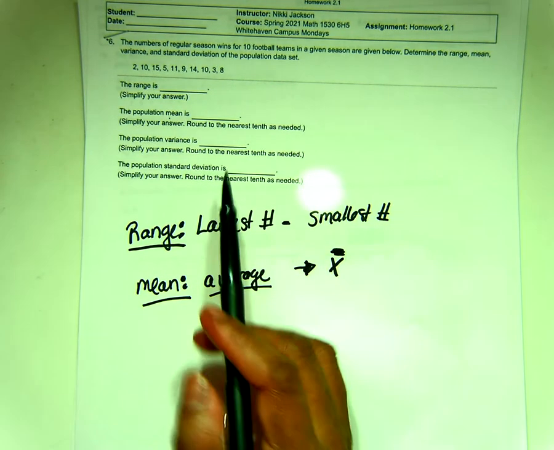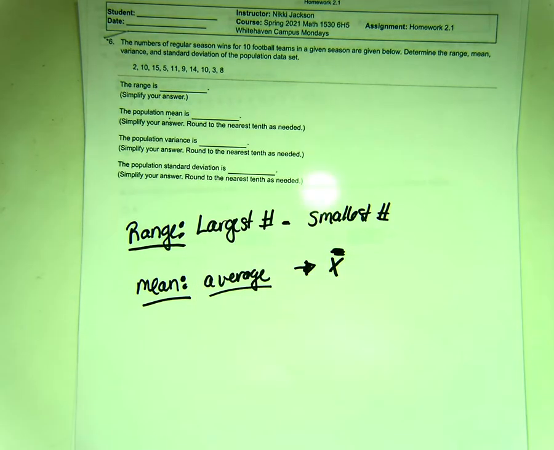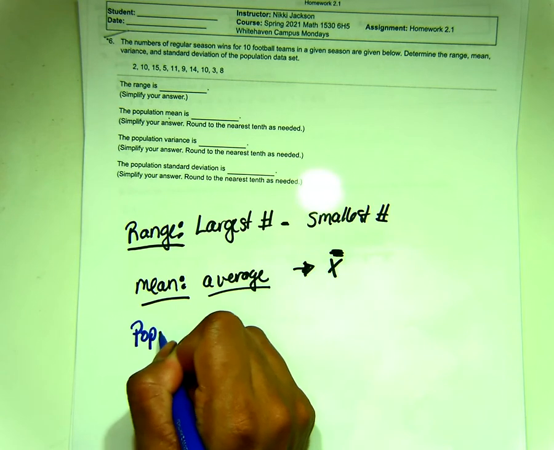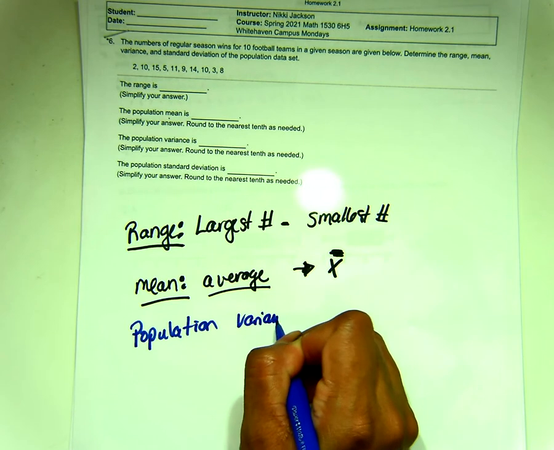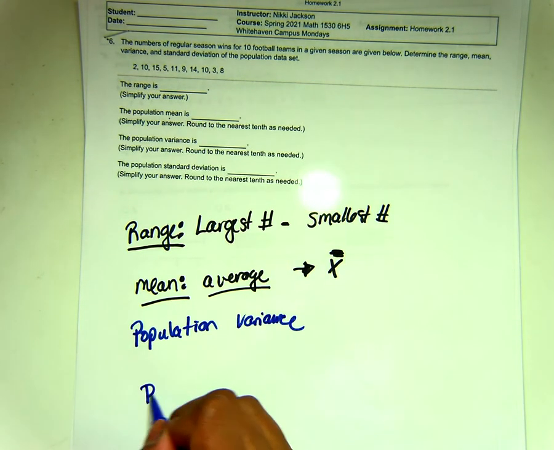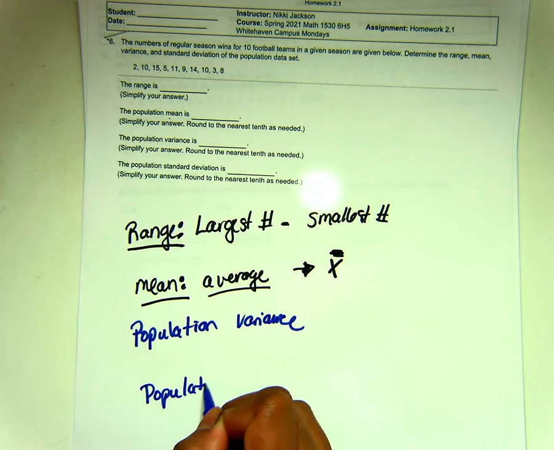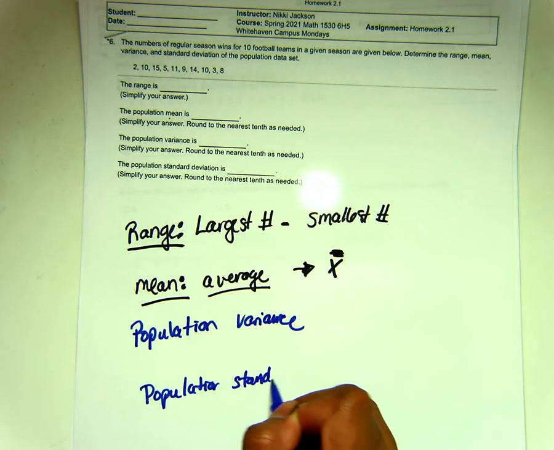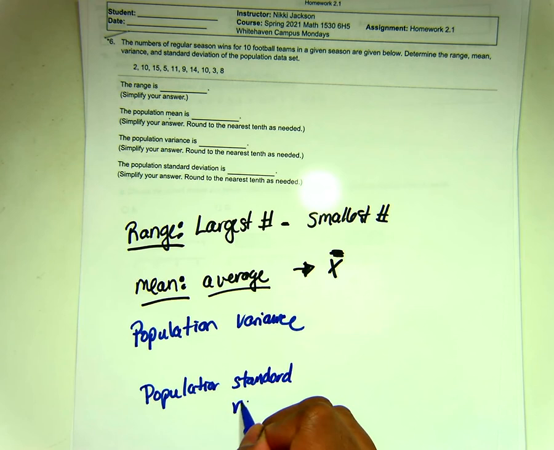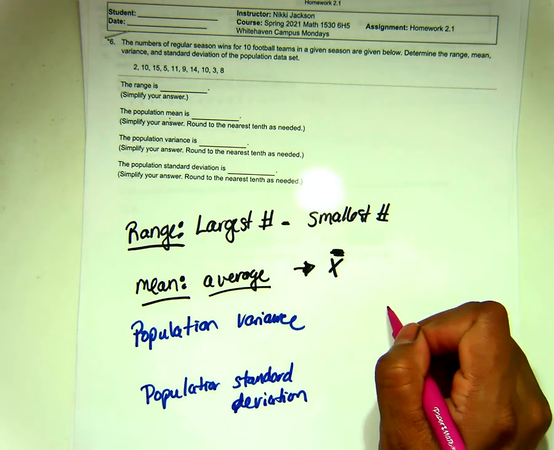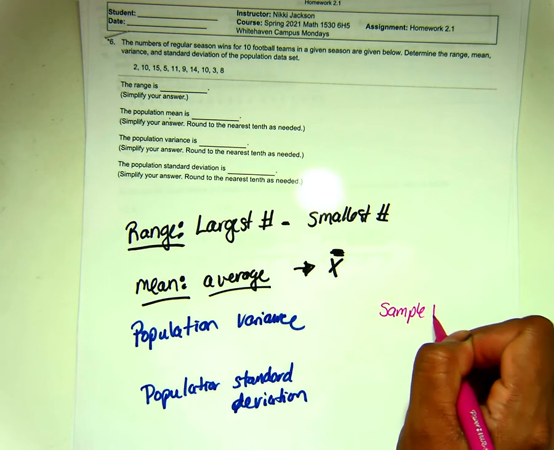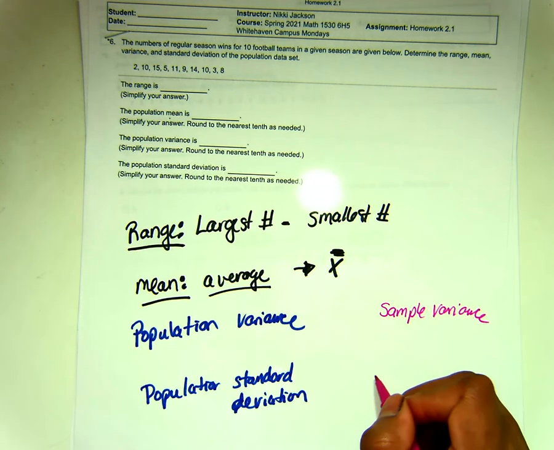But now we have something new, something called the variance and standard deviation. Well, there are different kinds of variance and standard deviation. You have your population variance, meaning that you will also have a population standard deviation. Now you may remember from Module 1 that a sample was a subset of a population. So that means we also have a sample variance, and we also have a sample standard deviation.